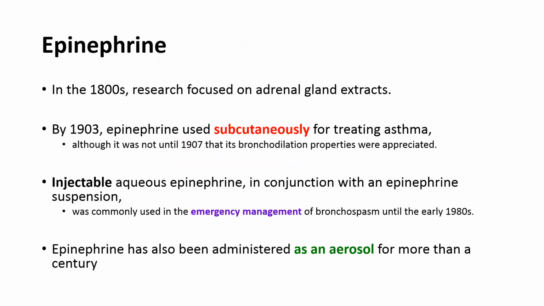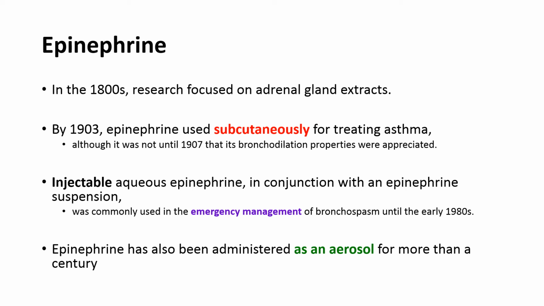And if you move further away from that particular part of history, or go back 100 or 200 years, researchers were trying adrenal gland extract for the treatment of bronchial asthma, and by 1903 epinephrine was being used for the treatment of bronchial asthma.